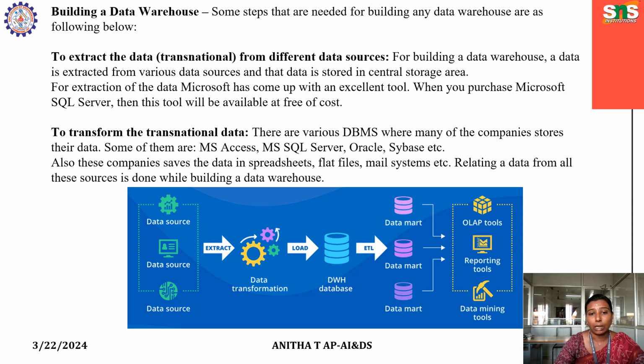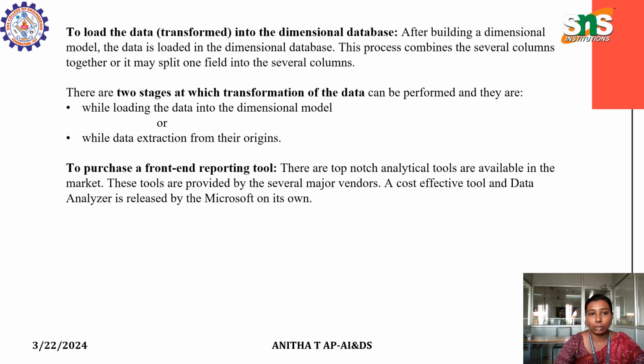First, data sources: the data is extracted and stored in the repository, data transformation is done, and then the loading process and ETL. It comes to the data mart, and we have OLAP tools, reporting tools, and data mining tools. Next, how to load the data into dimensional databases. After building a dimensional model, the data is loaded into the dimensional databases. This process combines several columns together, or it may split one field into several columns. There are two stages of transformation of data while loading the data into a dimensional model, when data is extracted from other origins.